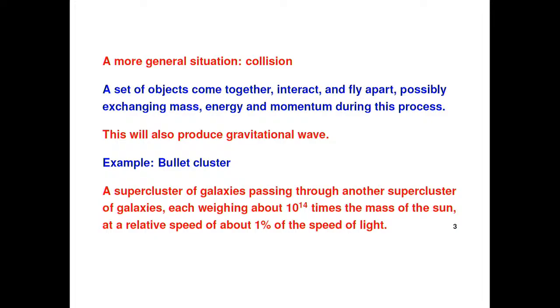One example of such a collision in our universe is what is called the Bullet Cluster, which involves a supercluster of galaxies which passes through another supercluster of galaxies. Each of these weighs about 10^14 times the mass of the sun, and they move at a relative speed of about 1% of the speed of light.